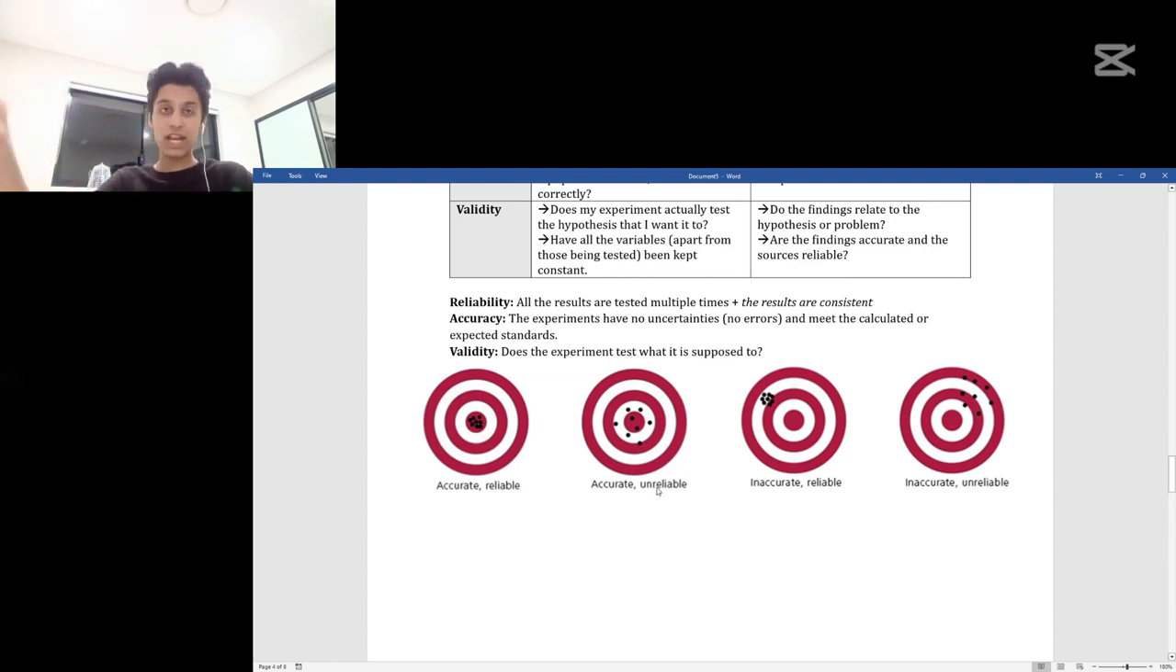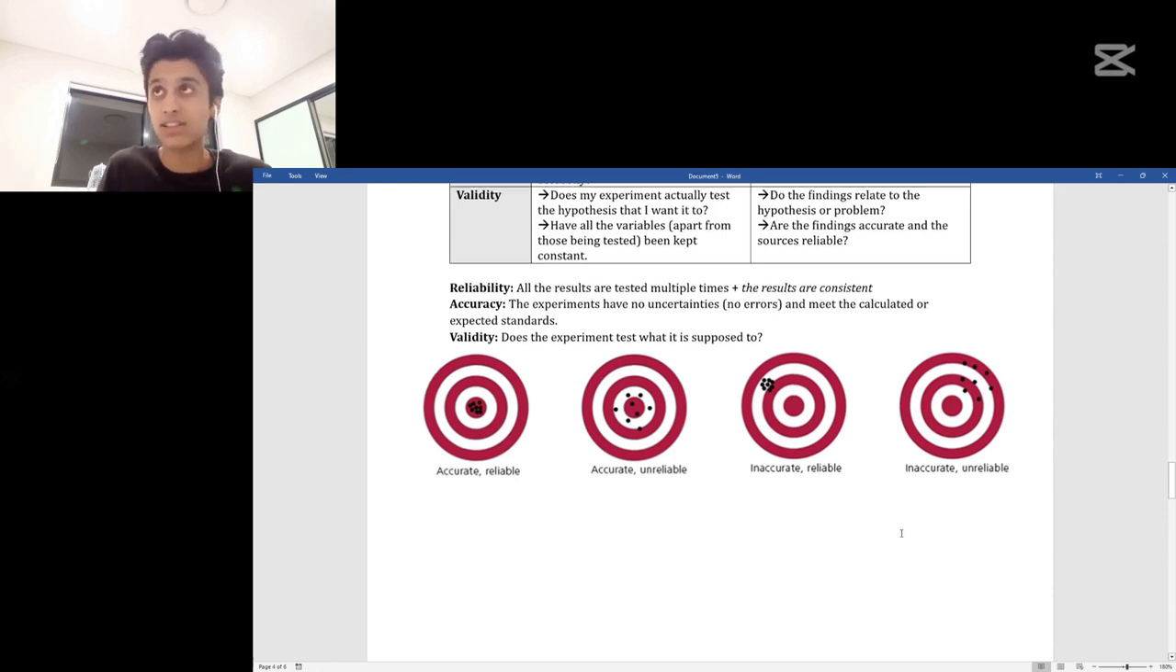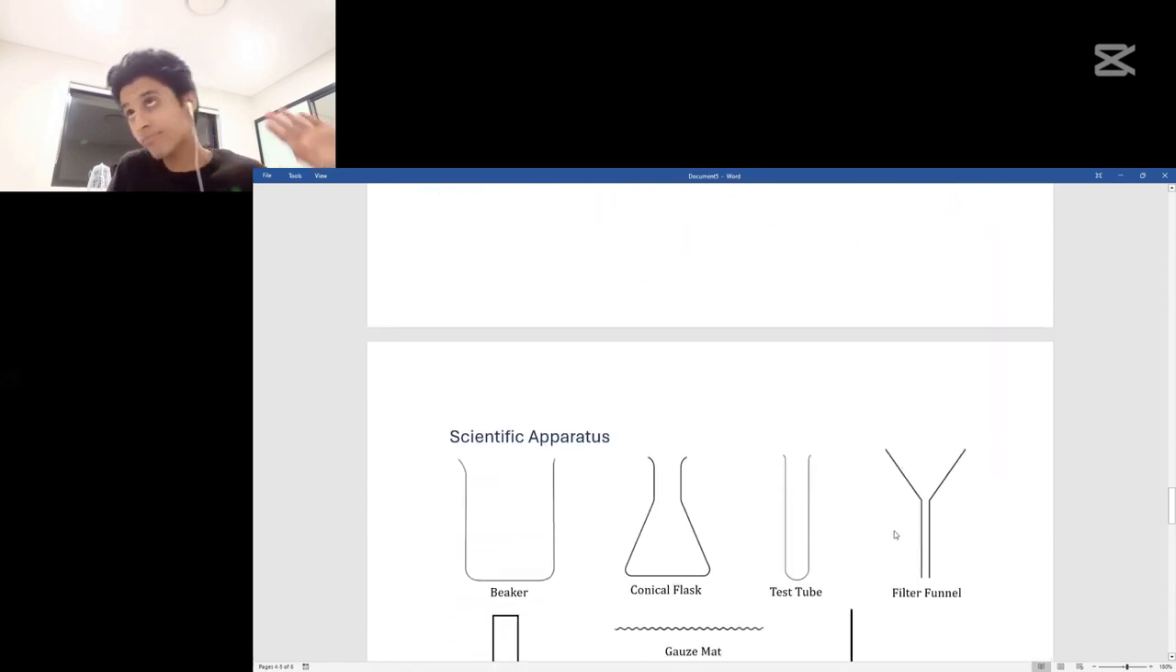Now, secondly, this is accurate and unreliable. Here, you're close to your calculated values, but your data is not clustered, it's spread apart. Now, here, you have inaccurate and reliable data. The data, if it was accurate, would be at the bullseye, but it's not. However, it is clustered at a different point, so it is reliable, but it's not where it's supposed to be, so it's not accurate. Now, inaccurate and unreliable. The data is not where it's supposed to be, and it's spread apart. It's not clustered anywhere. There you go.